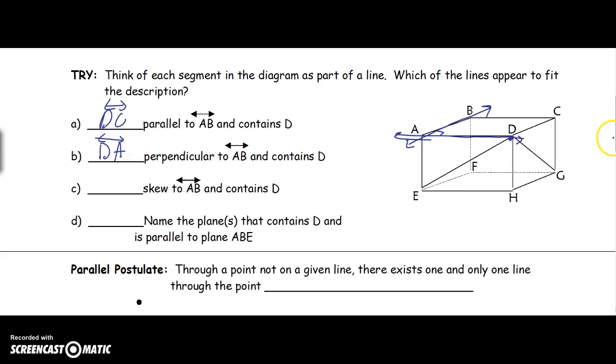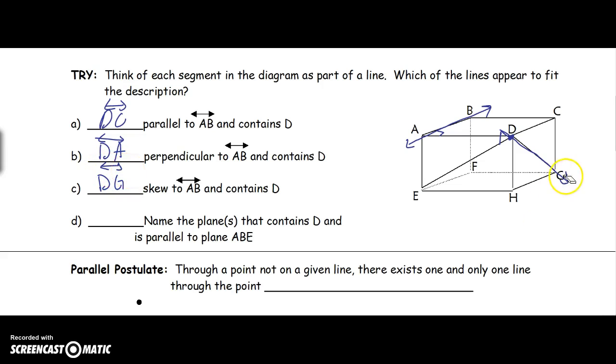The next one is which line is skew. So remember, they are non-coplanar, which means they are not on the same plane, and they will never intersect. So AB and let's say DG, both of those are on two different planes, and those lines will never ever intersect. So DG is another example of skew.